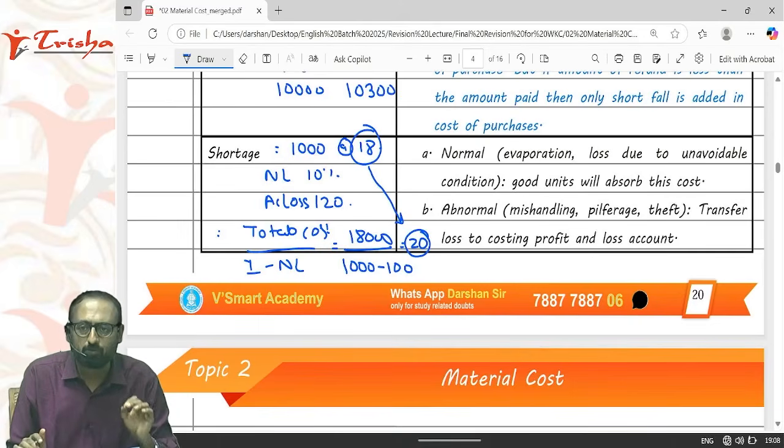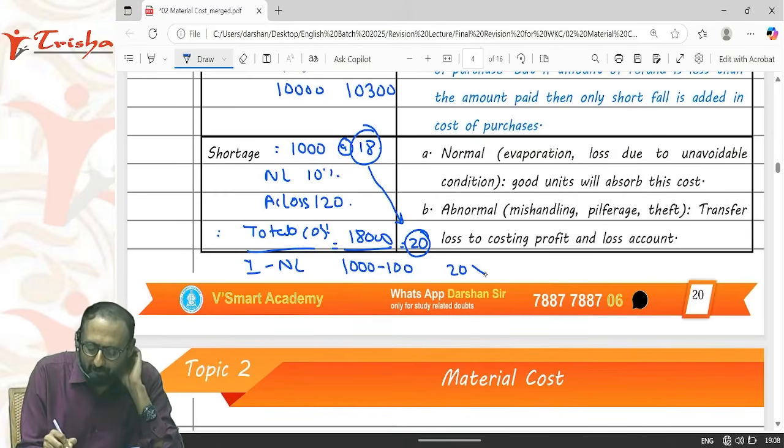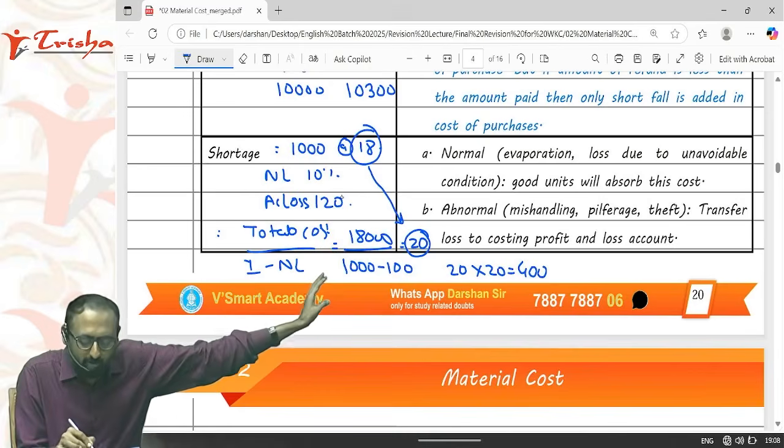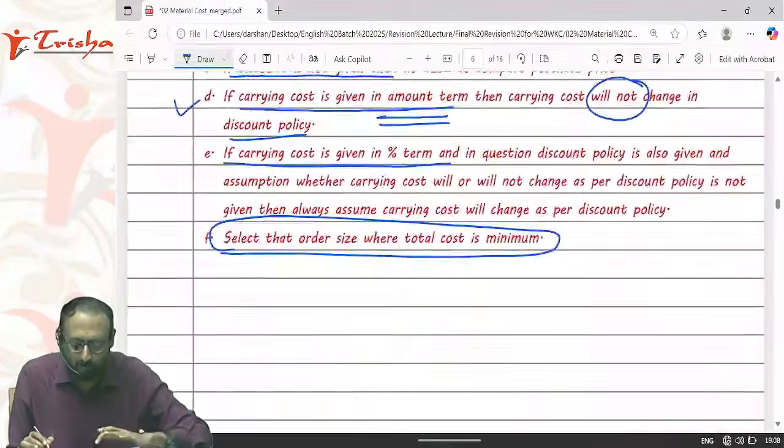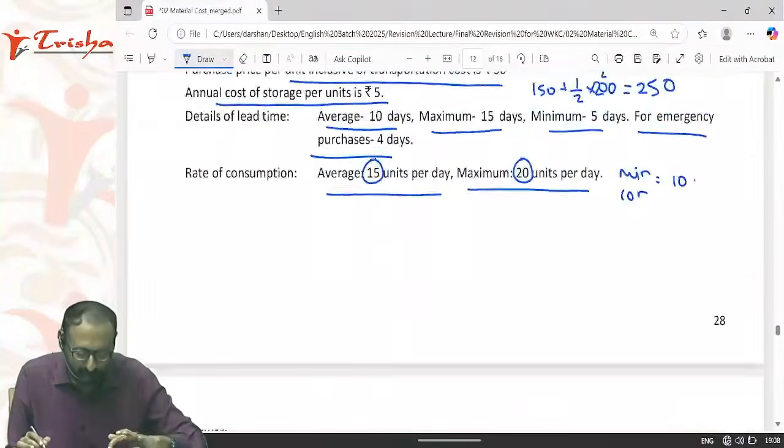And how much amount will you transfer to costing profit and loss account? How much abnormal loss quantity? Is it 20, sir? 20 multiplied by 20, 400 will be transferred to costing profit and loss account. Yes, sir.